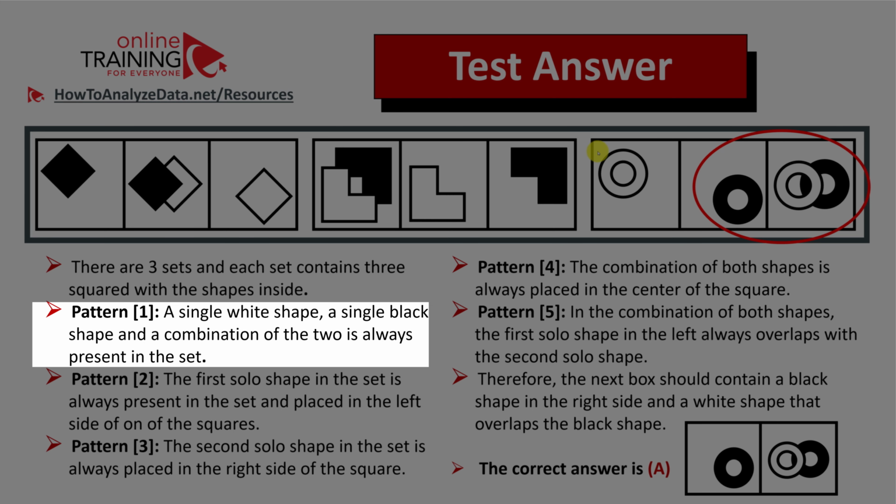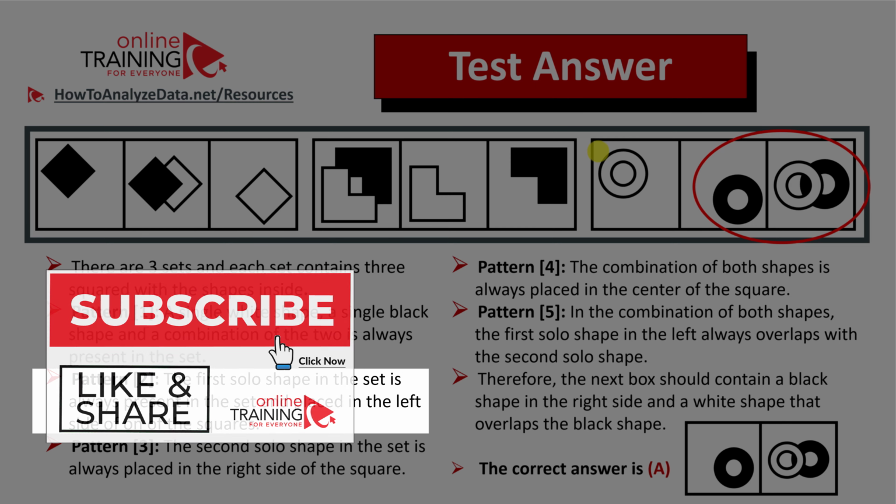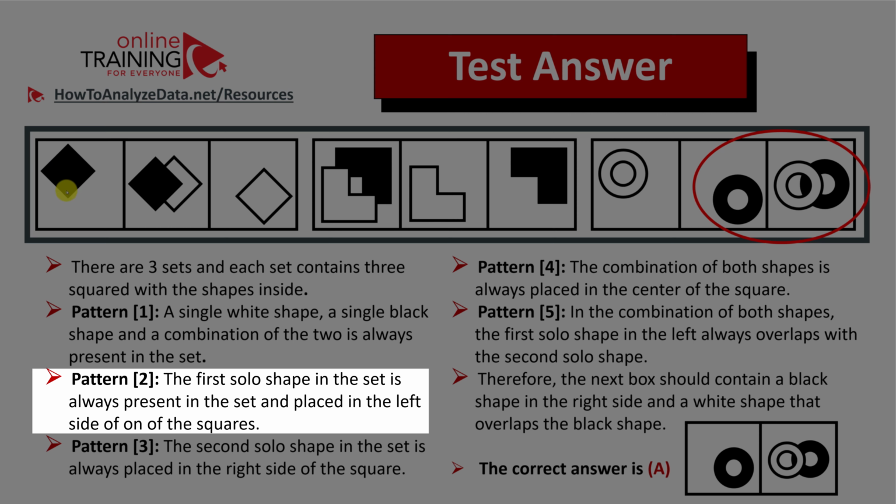The first pattern is the fact that a single white shape, a single black shape, and a combination of 2 is always present in the set. Then there is a second pattern. There is always a solo shape. The black solo shape is always positioned in the left part of the square inside the set. The white shape is always positioned on the right part of the square inside the set. And the 2-shape grouping with black and white shapes is always in the middle.